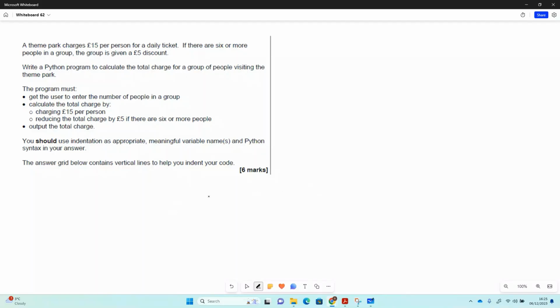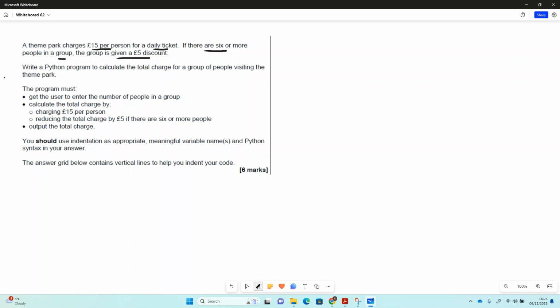So this is another writer program. So it's a theme park. So a theme park charges £15 per person for a daily ticket. And if there are 6 people or more in the group, you get £5 off from the group. Not particularly generous for Mr. Theme Park, but there we go.